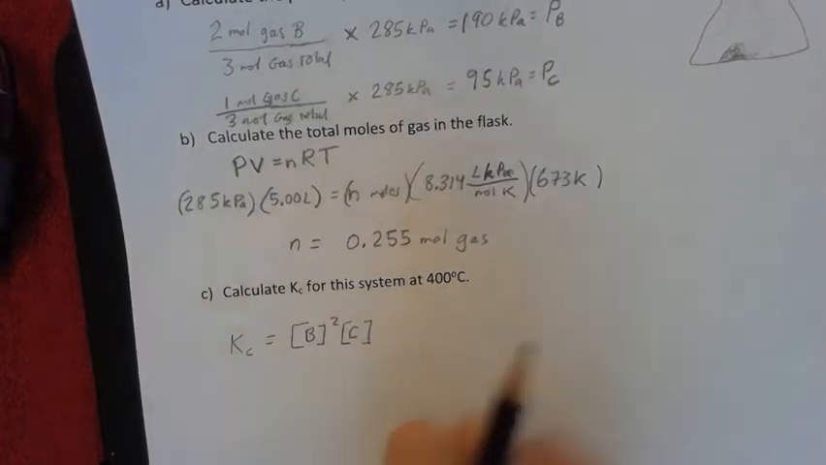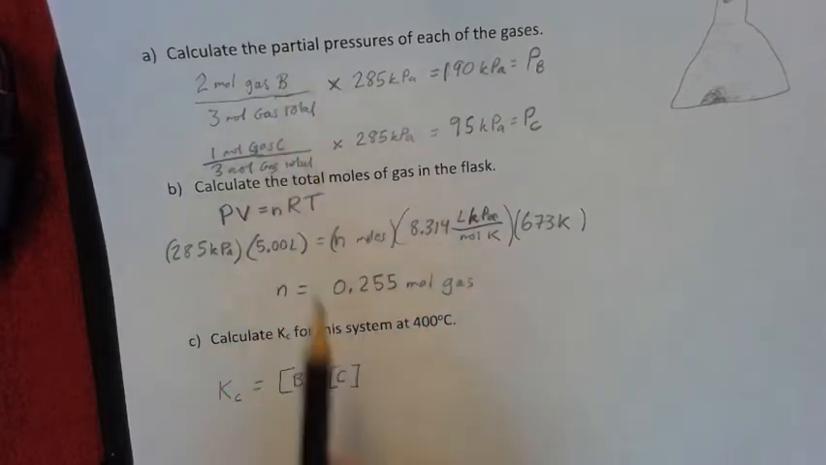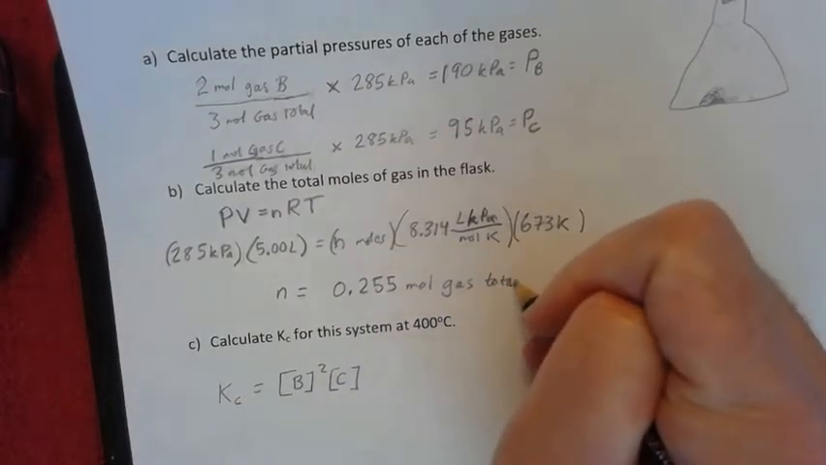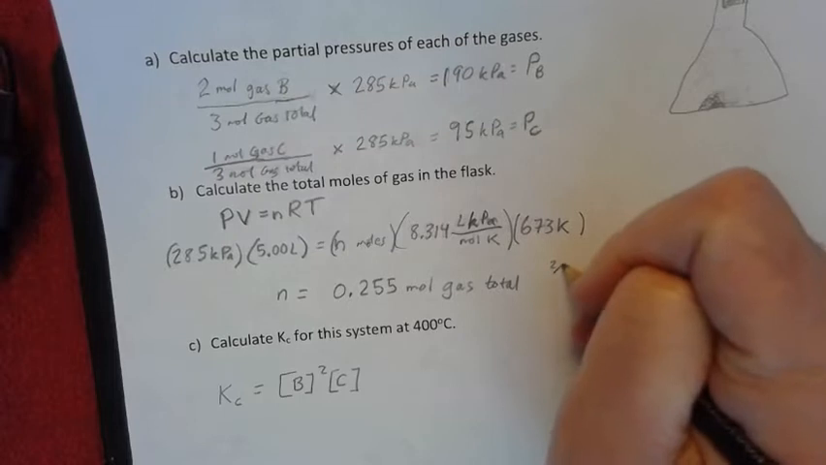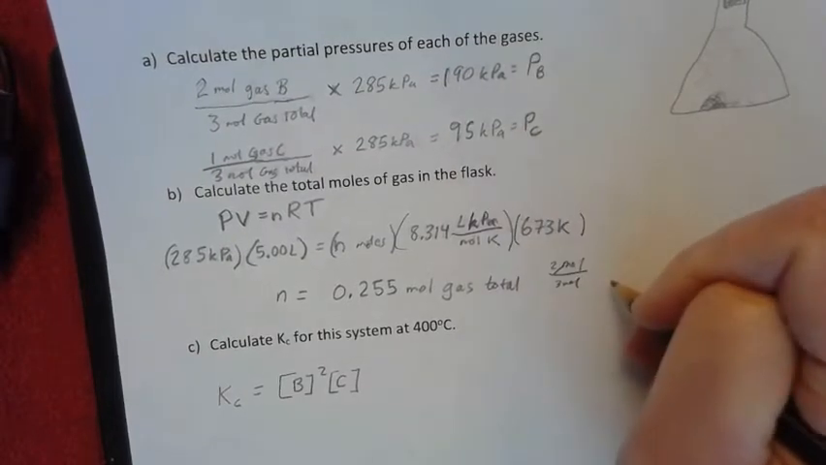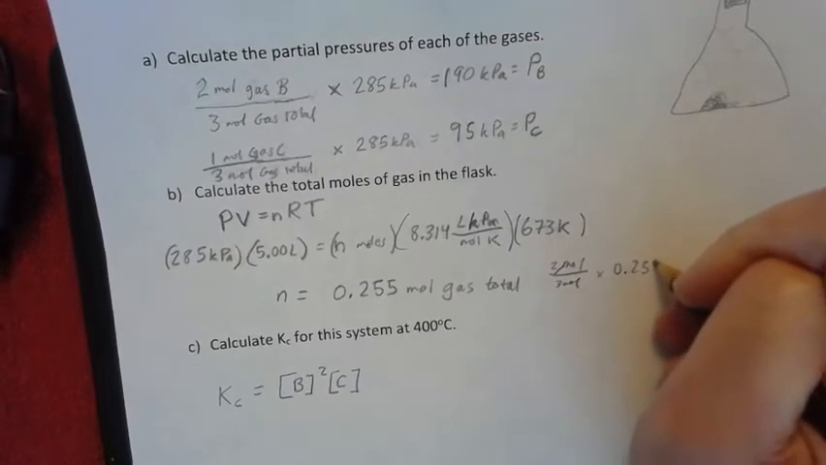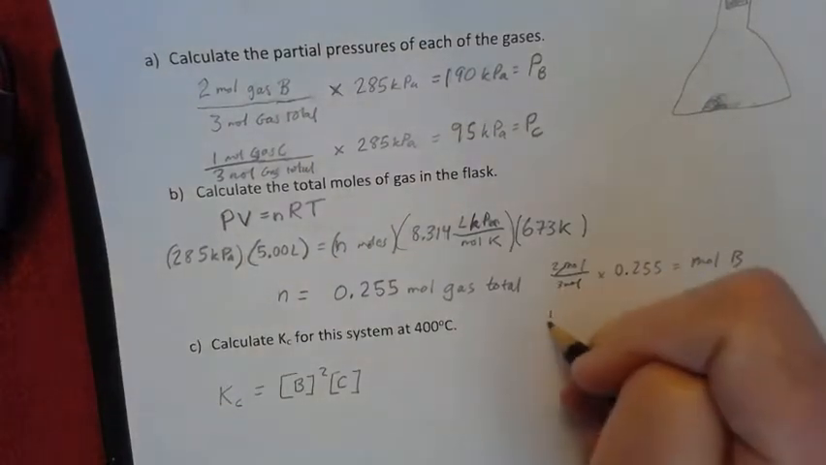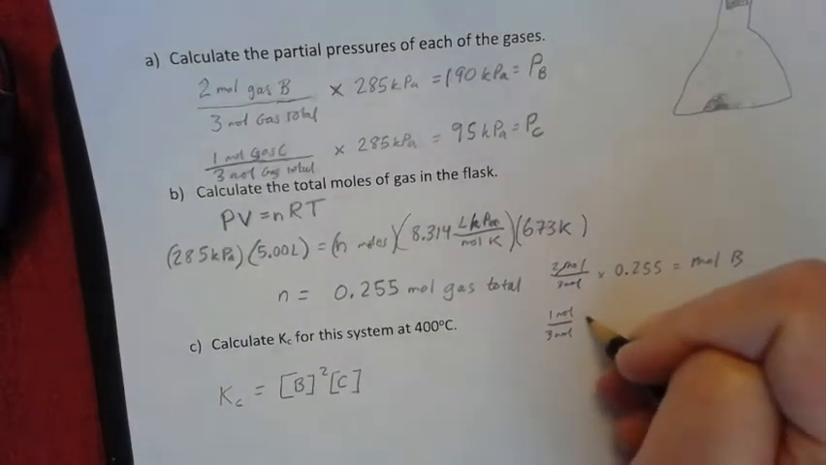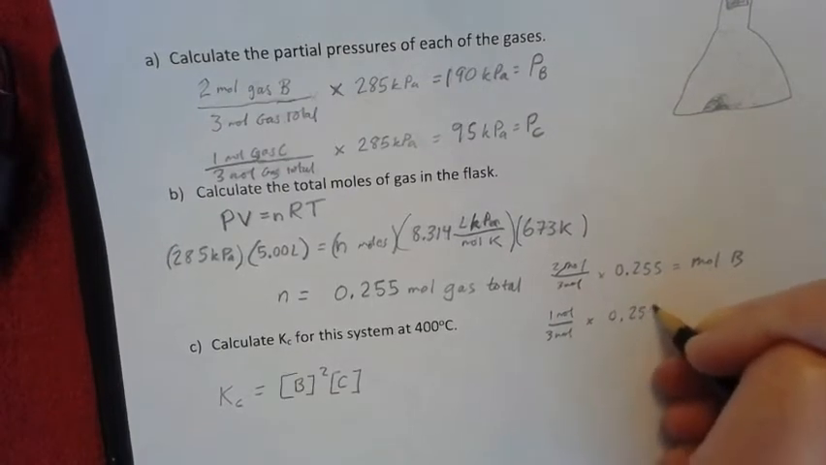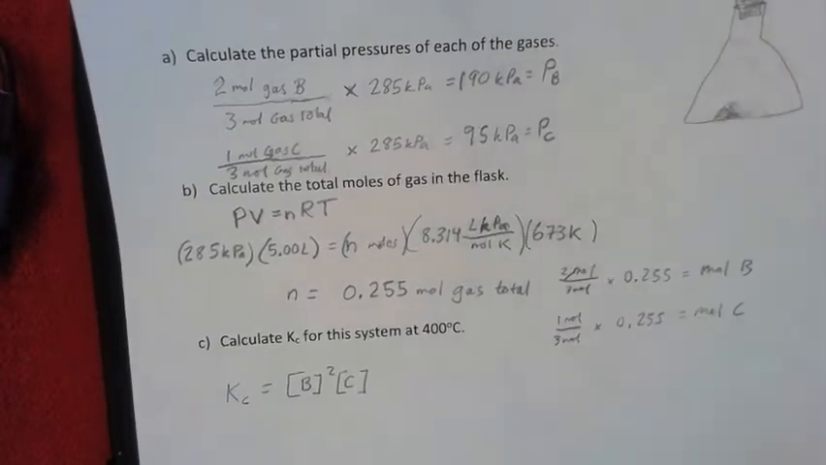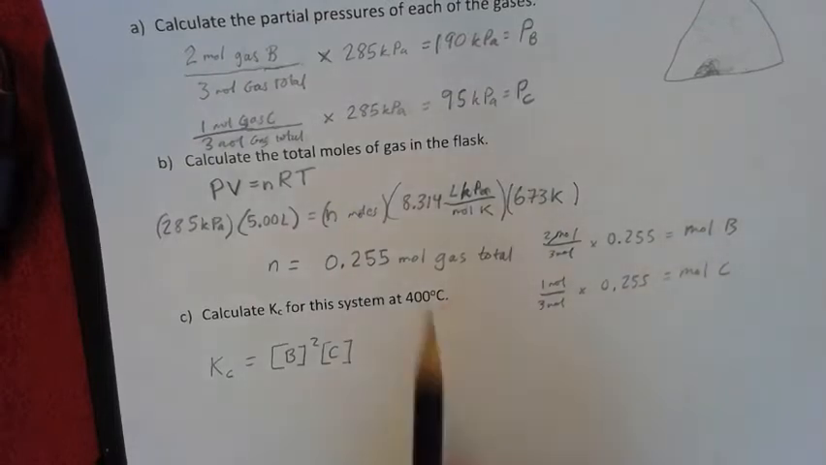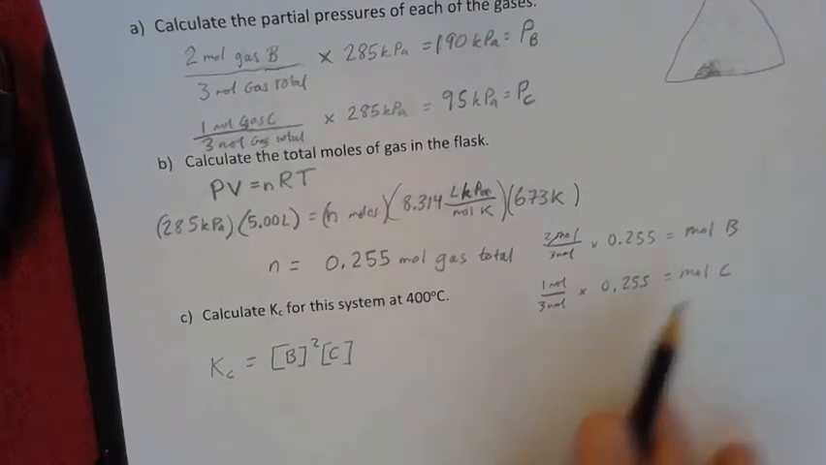So that's what we're going to do here. And what we're going to say now is we're going to go back to this mole fraction that we had and say, all right, we know that these 0.255 moles of gas, this is our total. And 2/3 of that, or 2 moles out of 3 moles of that, is gas B, moles of B. And then 1 mole out of those 3 moles times that number of moles is moles of C. Okay, so what we're going to do is take these moles of B and moles of C and divide them by the volume of the flask.